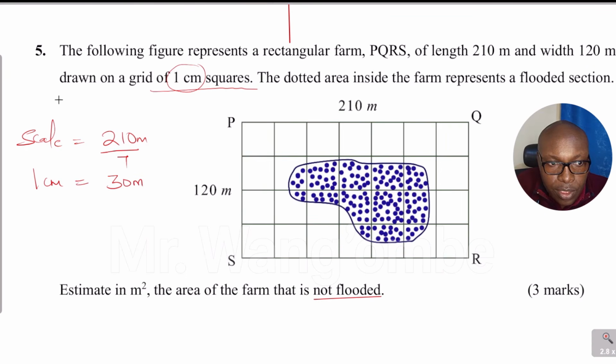In simple terms, we can say that 7 centimeters represents 210 meters. So what about 1 centimeter? That is why we are taking 210 divided by 7. You can also use the width, which is 120 meters, and still get the same answer.